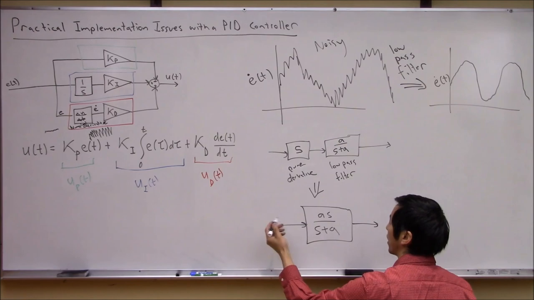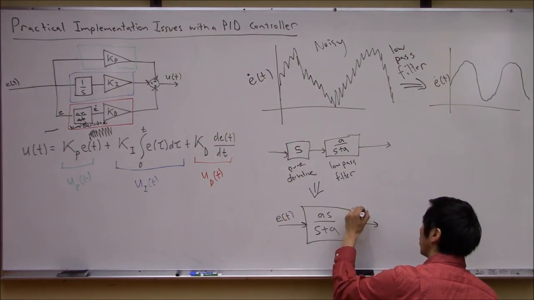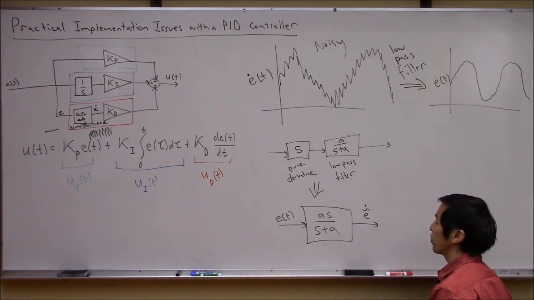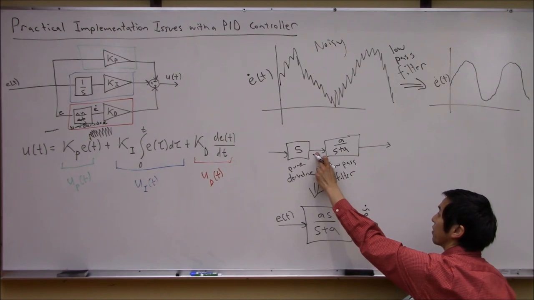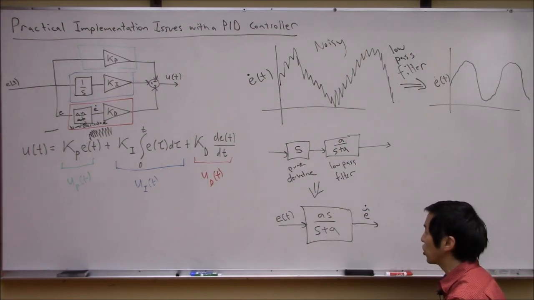So now you've got the input E coming in, and then you've got, let's call this E tilde dot, because it's not the pure derivative. The pure derivative of this is this signal here, followed by this low pass filtering. We change the signal in some fashion.